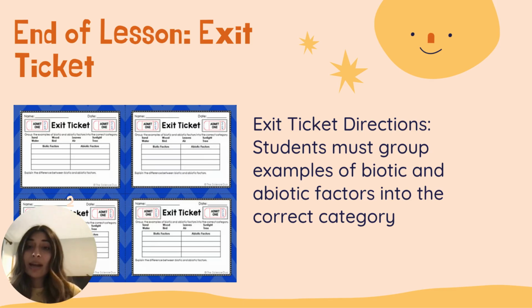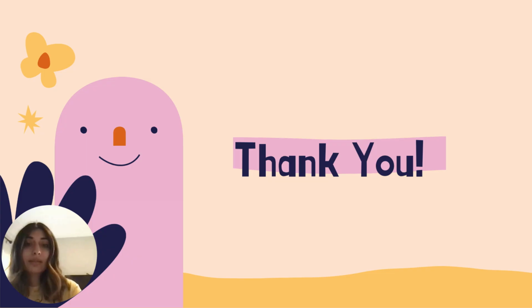And lastly, we have our exit ticket. For this exit ticket, you must group examples of biotic, which are living things, and abiotic, which are non-living things. You are going to put them in the correct category. Once you are done, you turn them in, and that is it for the lesson. Thank you.